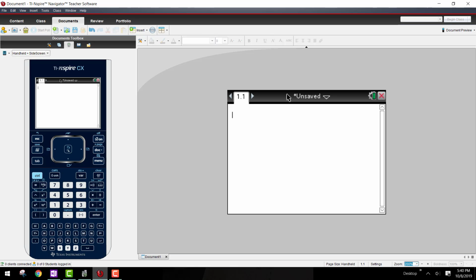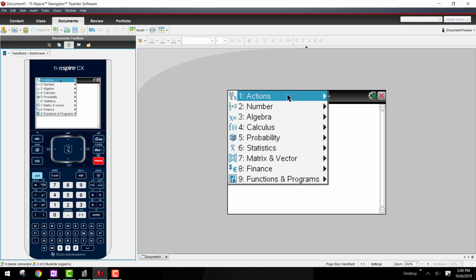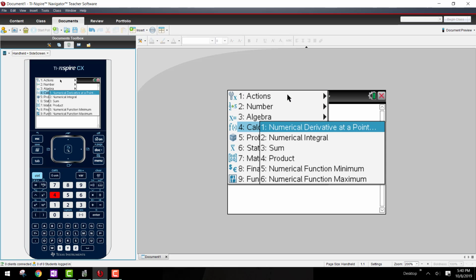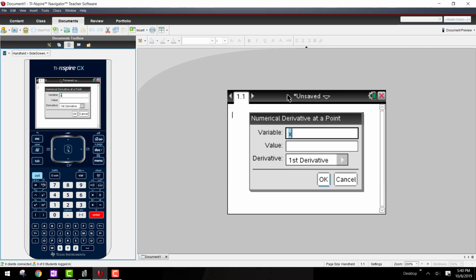Now on the Inspire, it's very similar. I've opened a calculator page. You don't need any special page, just your calculator page. And then you're going to press menu, and then there's a calculus menu, so you press 4, and it's the very first entry, numerical derivative at a point. So you press enter, and it's asking what variable you want to use. Again, you can use whatever variable you want. And then it's asking you what value, so you can hit tab. And again, we're at -3. We're doing the same problem. I think I put 2 negatives in there. Yeah, -3. And then you press OK.